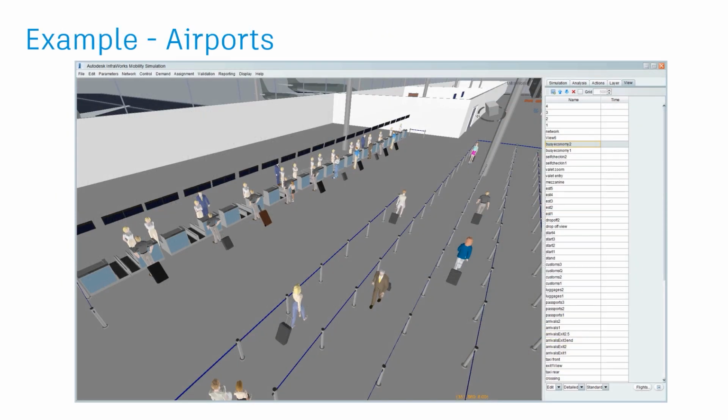Okay, so what I want to do now is move on and have a look at some of the examples that we have of mobility simulation working. We have a number of built simulations that we can examine just to give you some idea of what is possible.